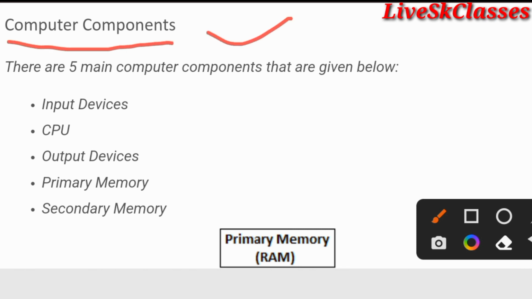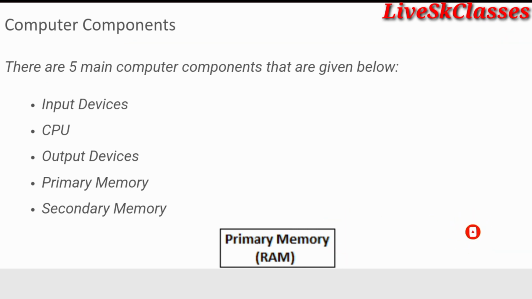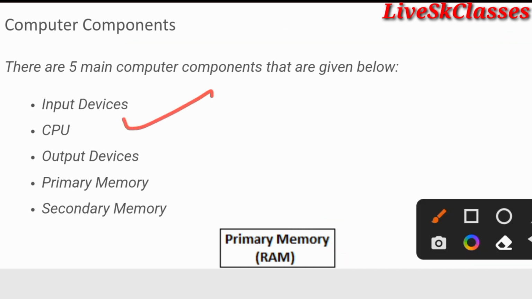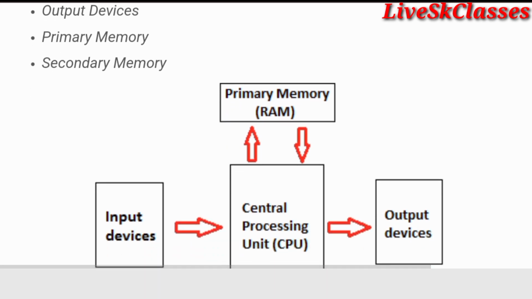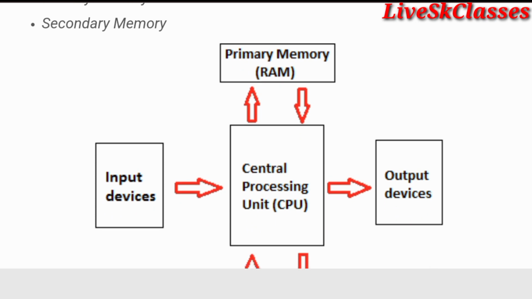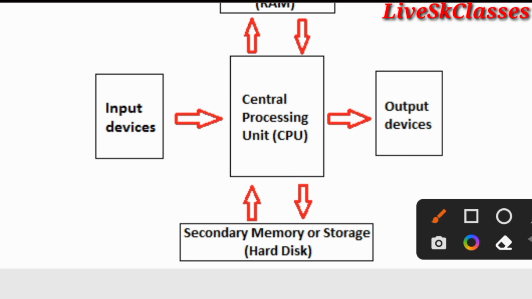Computer components. There are five main computer components given below: first, input devices; second, CPU; third, output devices; fourth, primary memory; and fifth, secondary memory. Primary memory, output devices, and input devices are connected to the CPU. Secondary memory is also connected to the CPU, the central processing unit.